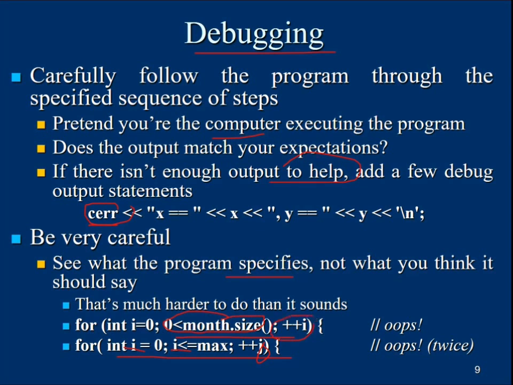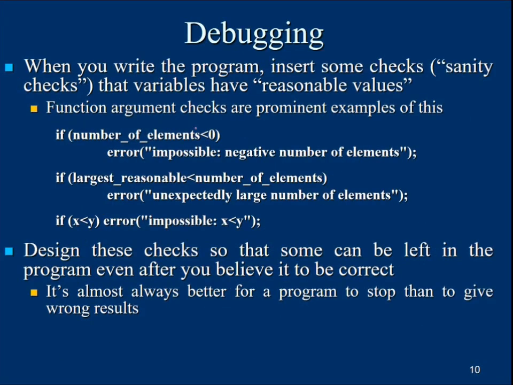So you are dealing with I, but you are checking the condition for month dot size. So you need to be very, very careful about this. And when you write a program, try to insert some checks, which we call sanity checks, that the variable should have reasonable values.